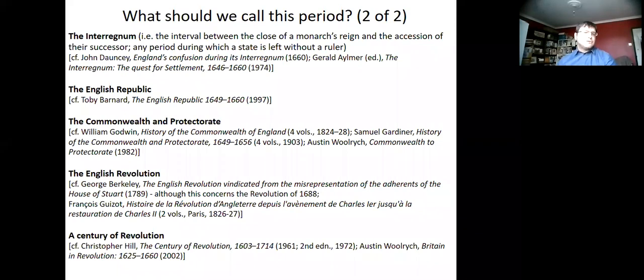We have some, but not much, contemporary authority for this. We have England's confusion during its interregnum of 1660. And the term was popular in the 1970s. You can see, for example, a collection of essays edited by the late Gerald Aylmer.